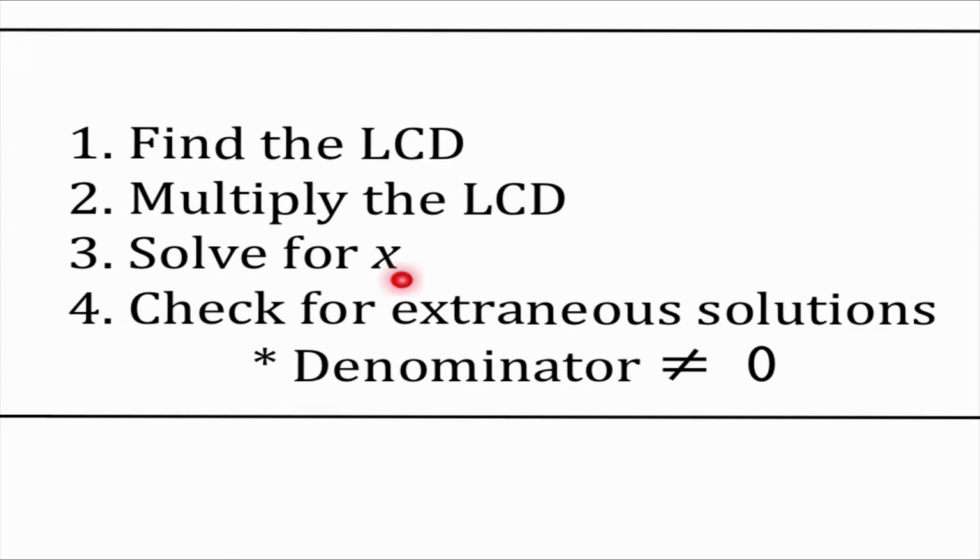Next, we are going to solve that equation for x, and it might be a quadratic function, it might be a linear function. We're going to rely on our previous knowledge. And then lastly, we need to check for extraneous solutions. We know that things are extraneous when our denominator is equal to 0, because we know that we can never divide a function by 0 or divide anything by 0. So we're going to be following these 4 steps today.